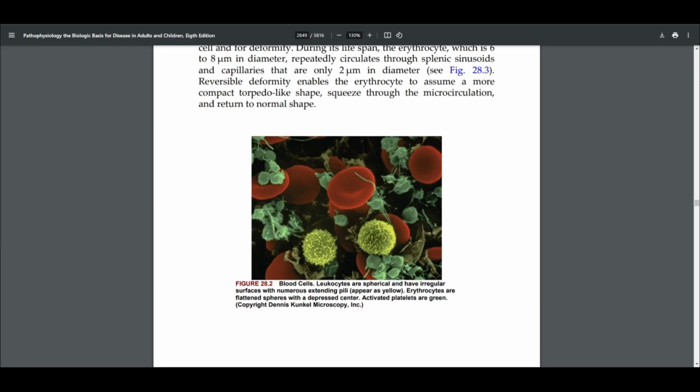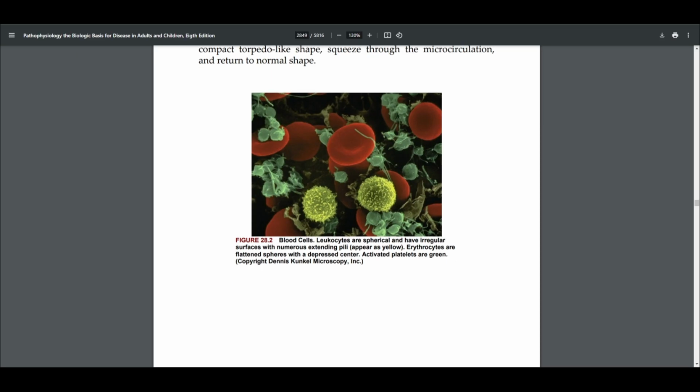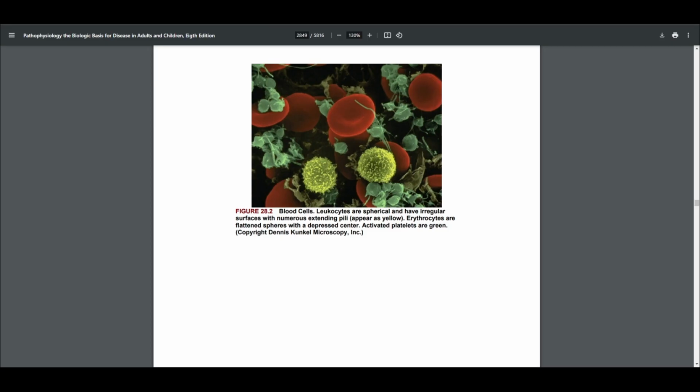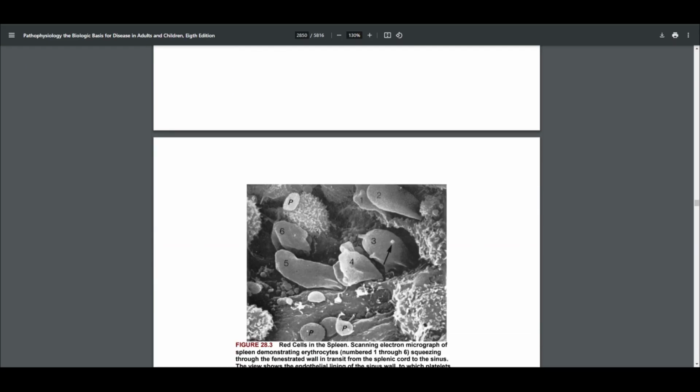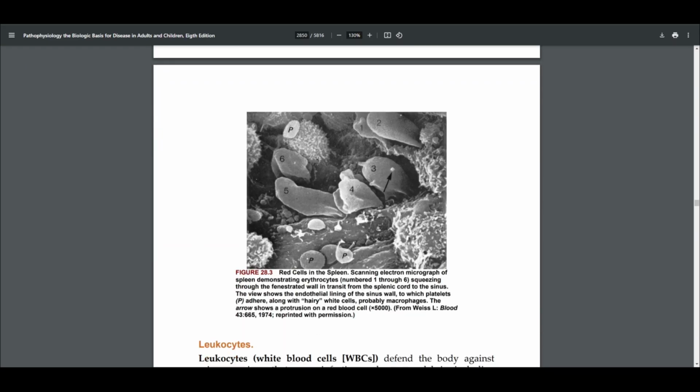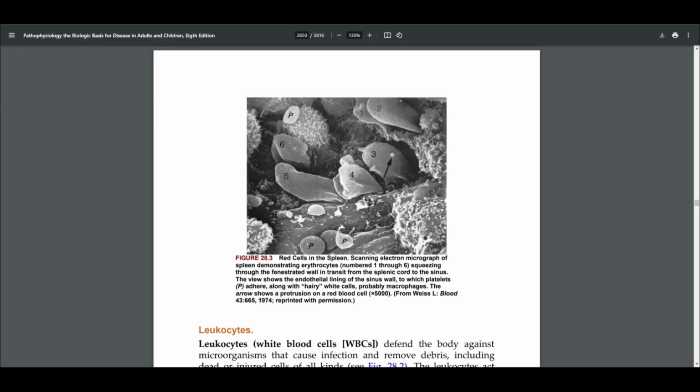Reversible deformity enables the erythrocyte to assume a more compact, torpedo-like shape, squeeze through the microcirculation, and return to its normal shape. So here's a picture of a blood cell. And here you see red cells in the spleen.